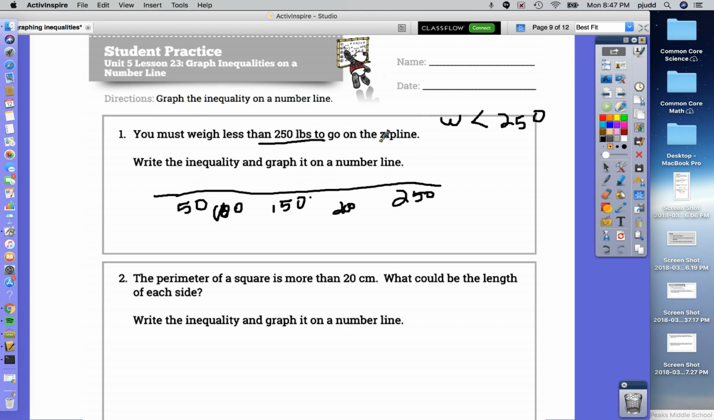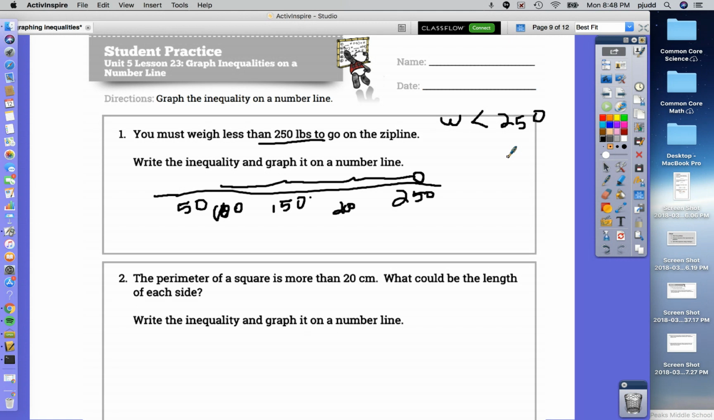You must weigh less than 250 pounds. This is where I'm starting. 250 pounds. You must weigh less than 250. Okay, if you're going on a zip line, you're probably not going to be a small child. So we'll come about down to here. But if you must be less than 250 pounds, this is going to remain an open circle. It's not going to be a closed circle.